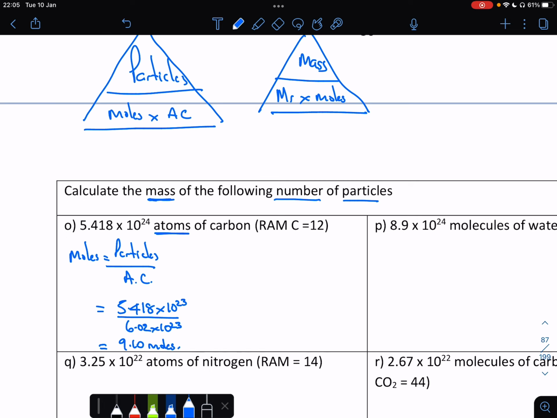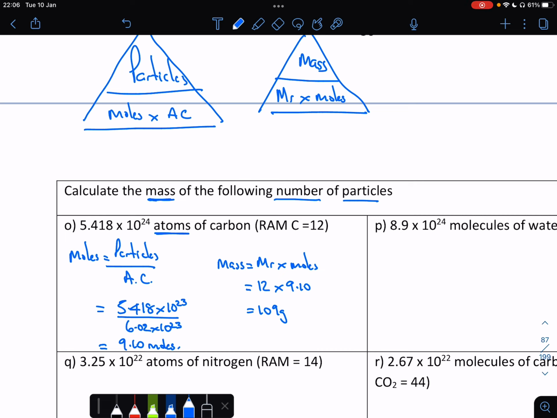Okay, not finished, because we have to now convert that moles to mass. So I'm now going to use my second triangle to find the mass. So the mass, according to the second triangle, is the Mr times the moles. The Mr, this is an atom, so it's carbon, is 12, times the number of moles, 9.10, and that gives me an answer of 109 grams.